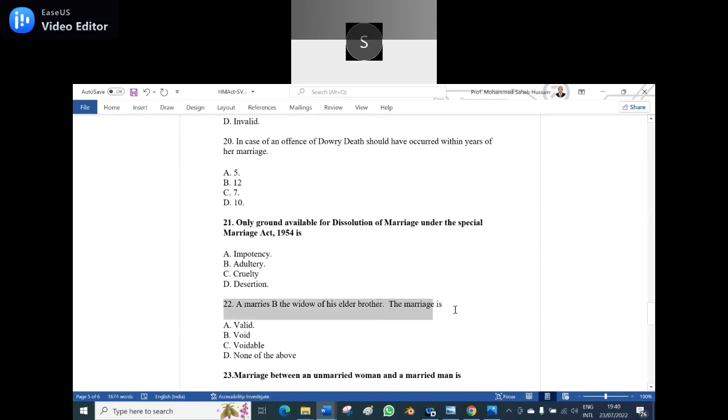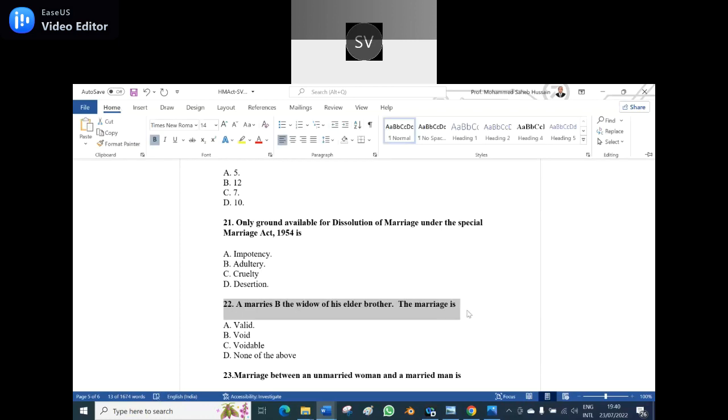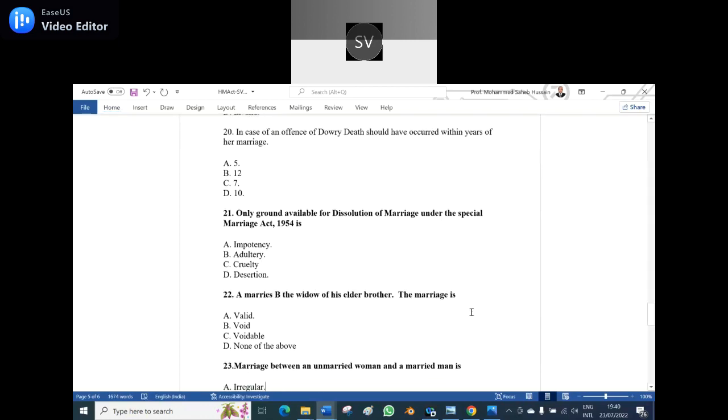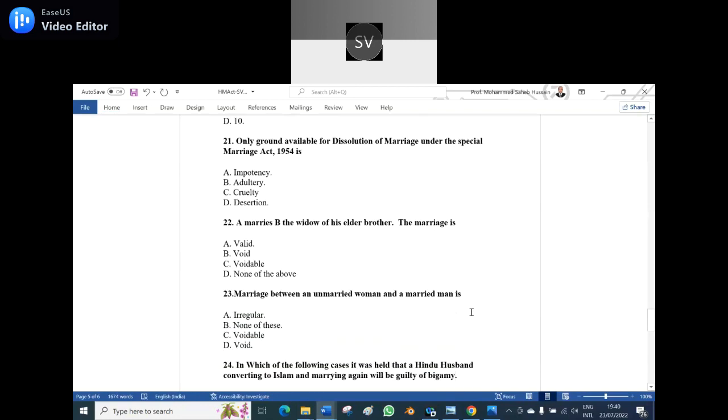22nd question. A marries B, the widow of his elder brother. The marriage is option A valid, option B void, option C voidable, option D none of the above. Voidable. Read the question again. It's a valid marriage. A marries B, the widow of his elder brother. Yes, sir. Option A is the correct answer.